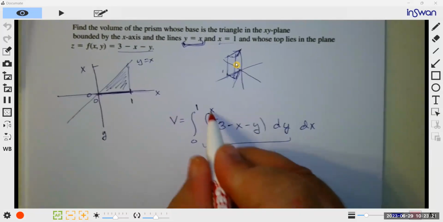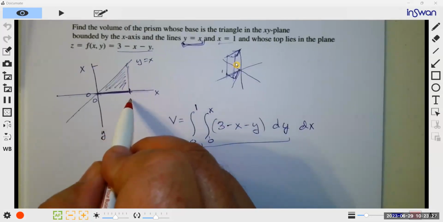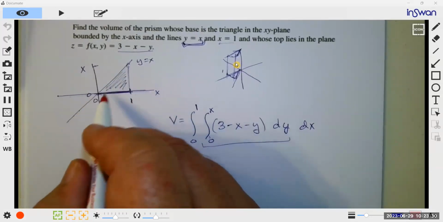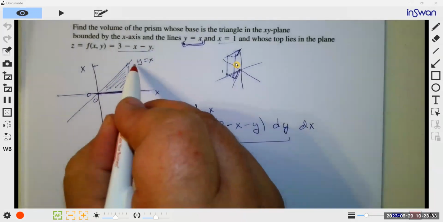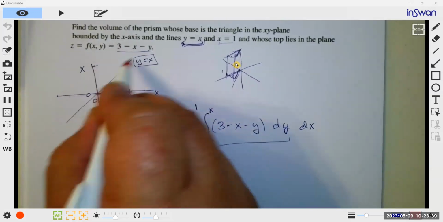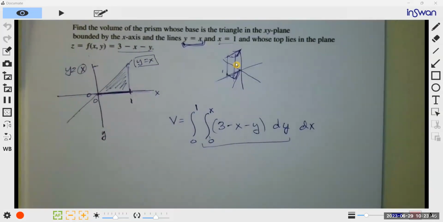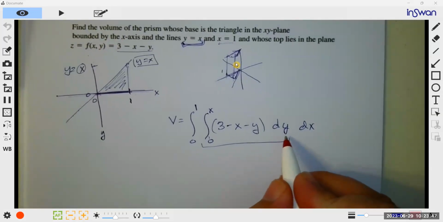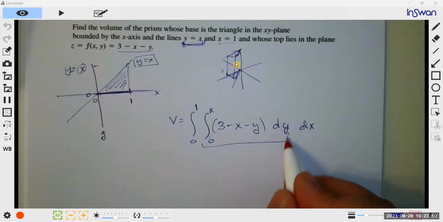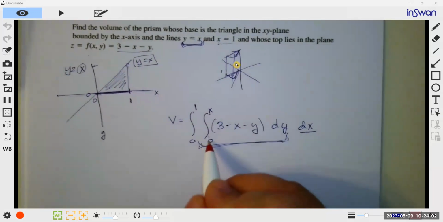Now, notice here on the y values, even though it says y equals x, when x equals 1, then obviously y equals 1. But it's a general formula. We have to use this as a bound. However far x goes, that's how far y goes. That's why here we have to use y equals x. And remember, after this first integration, we only want the variable x to be left, because that's what our last integral is going to be over. So that's why we have our bounds from 0 to x.